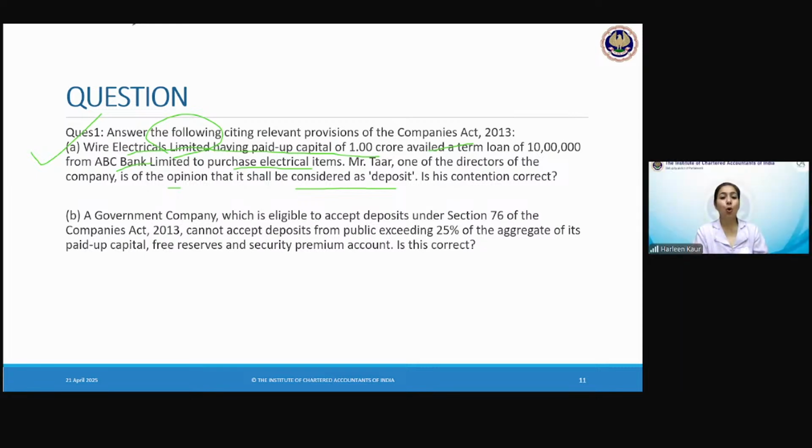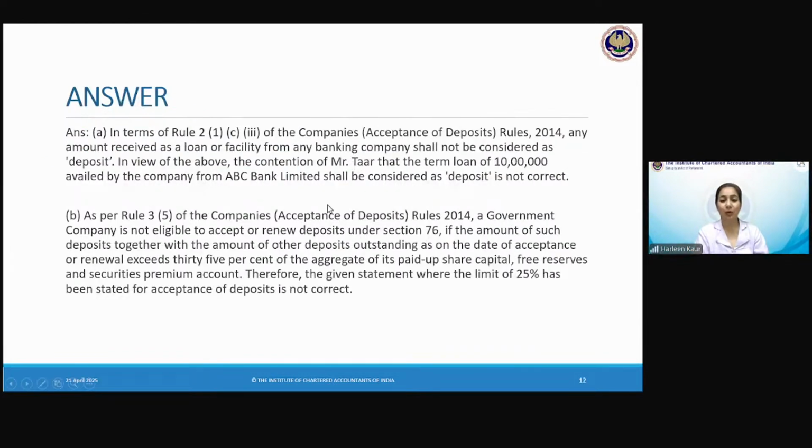Absolutely correct. No is the correct answer. Why? Because it is taken from the banking company, not to be considered as deposit. Because as per Rule 2 provisions, we have just learned that if you're taking any deposits from the banking companies, that will not be considered as deposit. Then you have to write also: in view of the above provisions, the contention of Mr. Tar that the loan availed shall be considered as deposit is not correct.